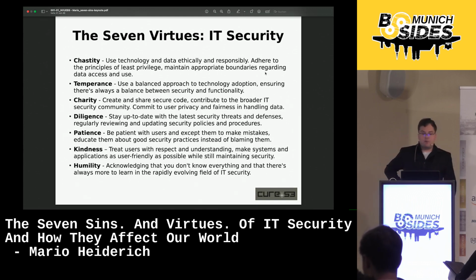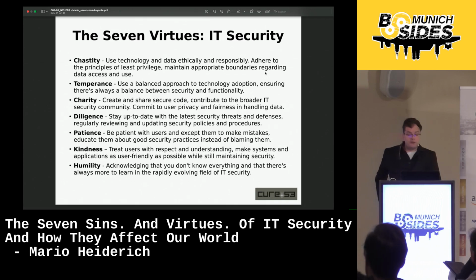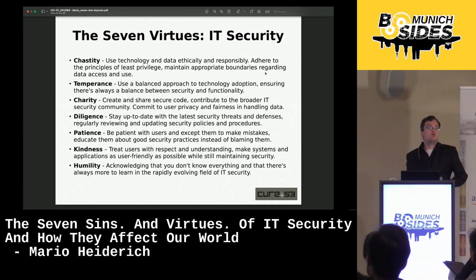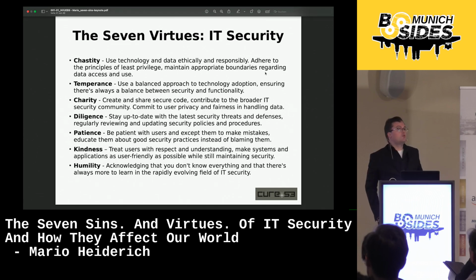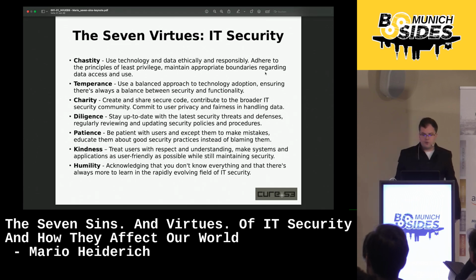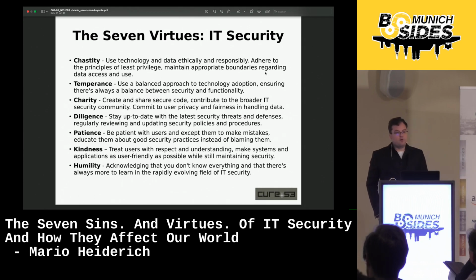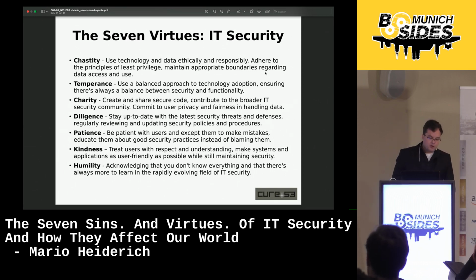Then we have the topic of temperance. To use a balanced approach to technology adoption. Do not jump on everything that is hot and new. Do not blindly install new appliances in your network, and make sure that there's always a decent and well-thought balance between security and functionality, because then the gaps are smaller and the risk of compromise is as well.